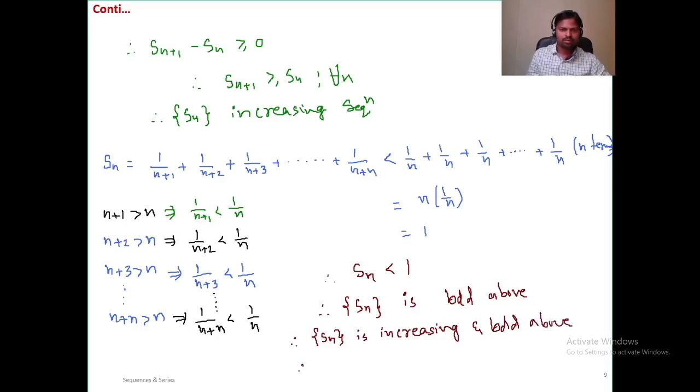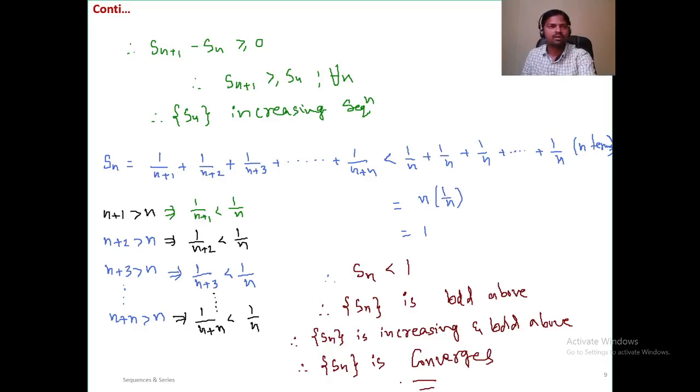So therefore the given sequence Sn converges. That's it. I want to know whether it converges or not. At what point it converges is not required according to the problem. So it is an increasing sequence which is bounded above. Therefore, it should compulsorily converge, and particularly, it converges to its supremum.